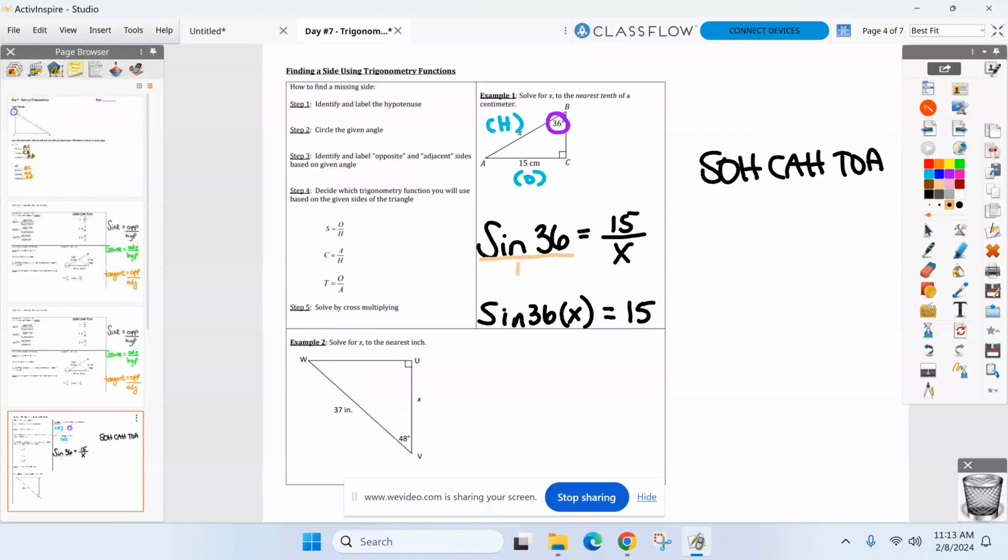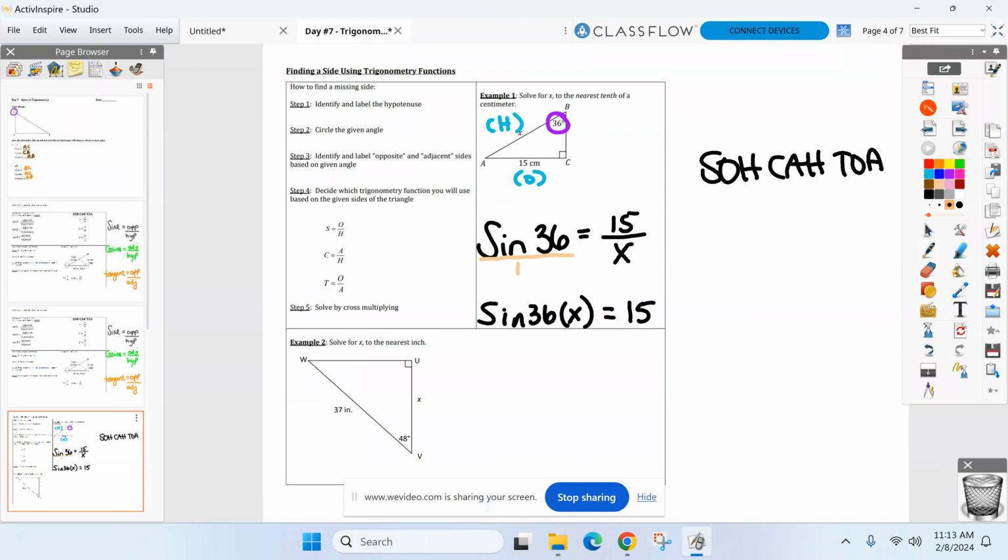Get x by itself. So how do I remove sine of 36? How do I move that to the other side? Because I got to get x by itself. Use your algebra skills. How do I move it over? What's happening between the two? Multiplication. How do you undo multiplication? You do use division, right?